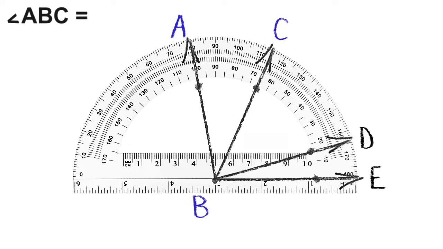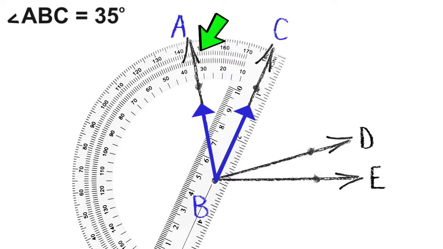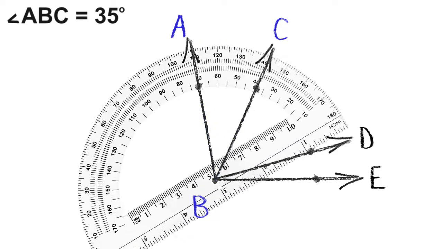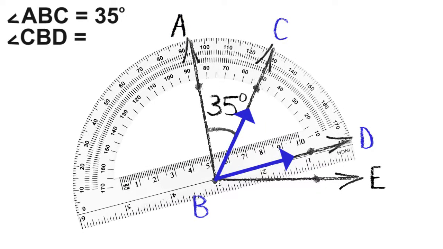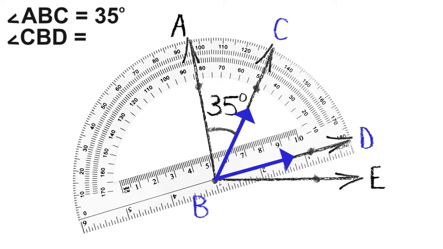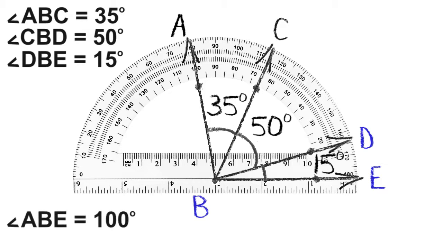Let's first measure angle ABC using the protractor. Placing the protractor along the first ray of the angle, we can see that it measures 35 degrees. Draw an arc and label it with 35 degrees. Next, measure and label the second angle, CBD. We can see that this angle measures 50 degrees. Last, let's measure the last angle, DBE. We can see that this angle measures 15 degrees. Together, these angles total 35 plus 50 plus 15 equals 100 degrees.